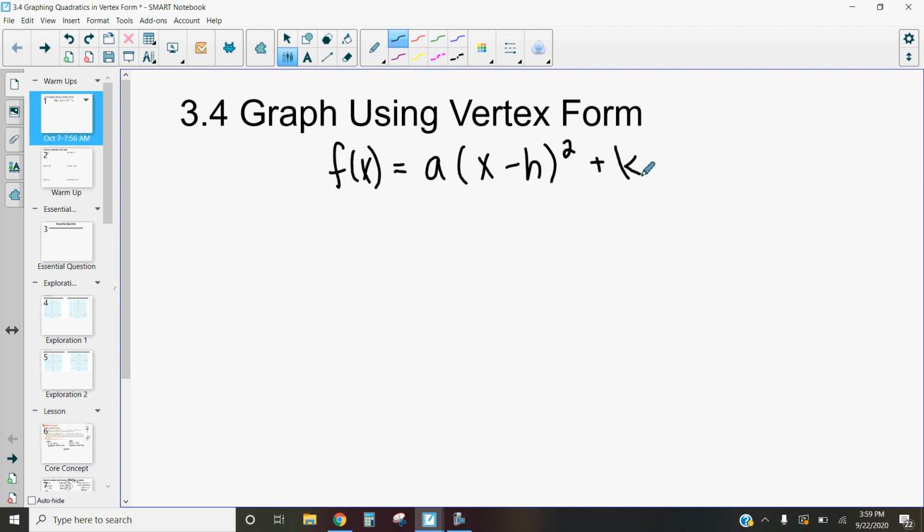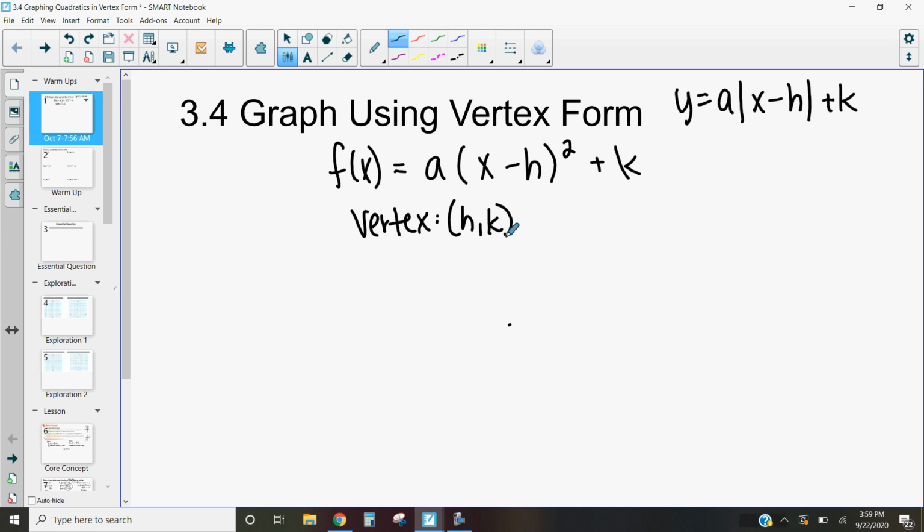Now, you may be looking at this and thinking, wow, that looks really familiar, and that's because it is. In chapter 1, we discussed the absolute value function, and we looked at it in vertex form. So this vertex form gives us clues as to what happens. Remember, our vertex, when we're in vertex form, is just going to be the point (h, k). So whatever our h value is, that's going to be our x value, and our k is going to be our y value.